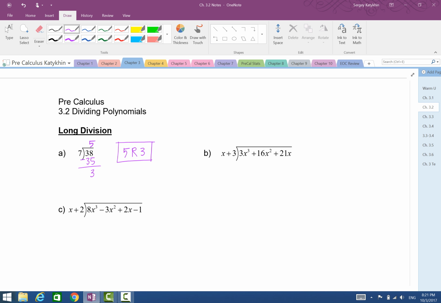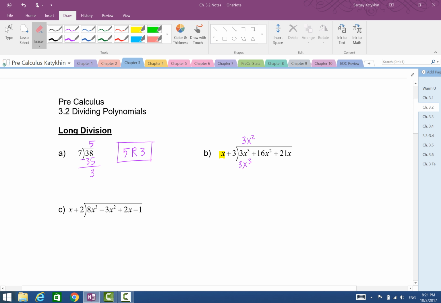Now when it comes to polynomials, we're approaching a similar concept. The idea is we're going to look at that first term every time. I look at that term and that term, and I ask myself, what do I have to multiply x by to get 3x cubed? Well, I have to multiply by 3x squared, because if I multiply 3x squared and x, I do get 3x cubed. And my goal is to match that first value.